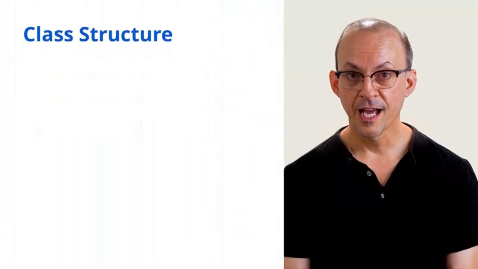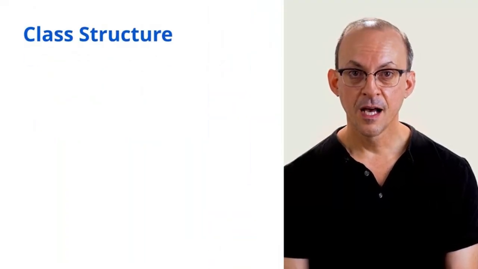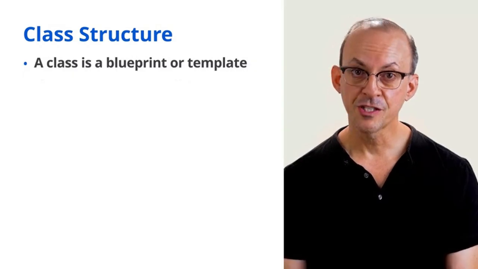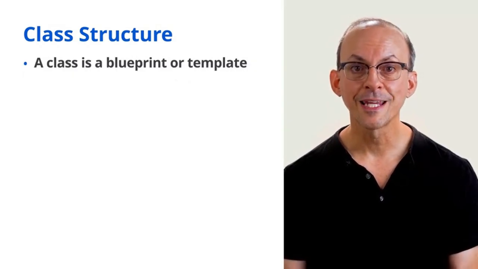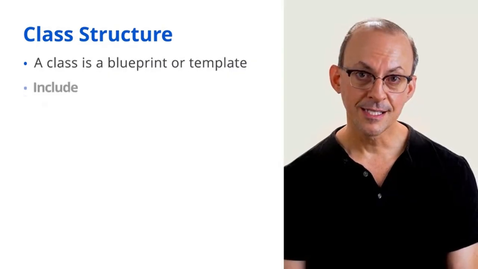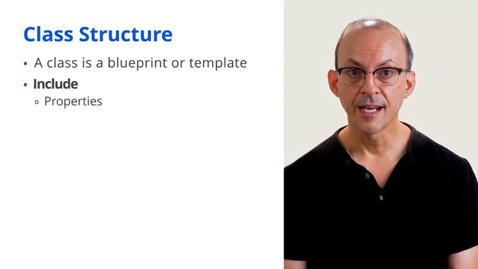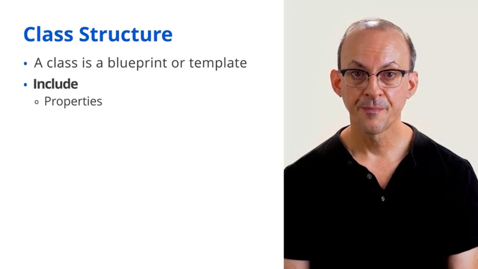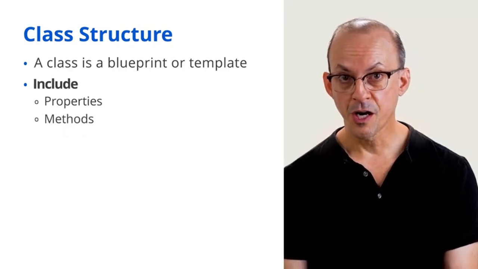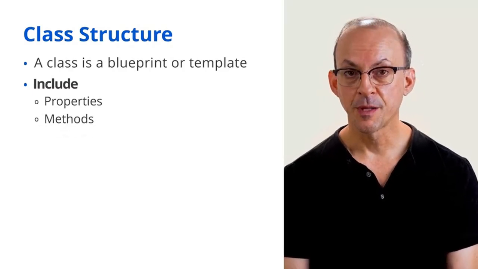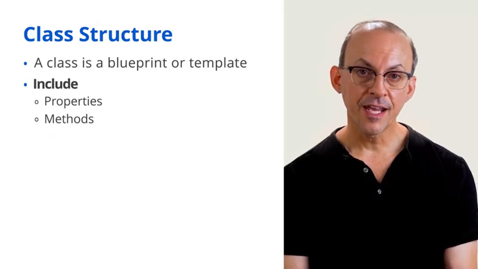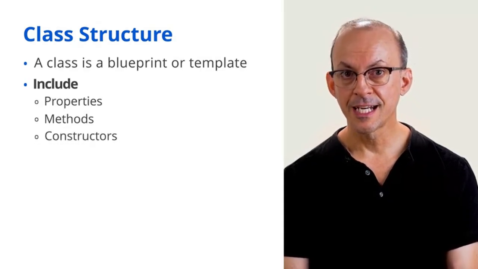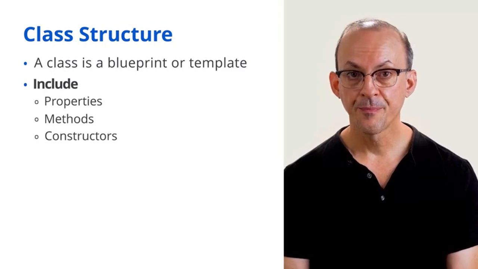Let's briefly review what a class is and what they contain. A class is a blueprint or template that shares characteristics and behaviors for a group of related objects. Classes include properties. These are pieces of data an object holds, like a person's name or age. They also include methods, which are the actions an object can perform, such as displaying information. And finally, constructors are the special methods that initialize the object when it's created. With these key elements defined, let's now dive into the specific syntax used to define a class in C#.